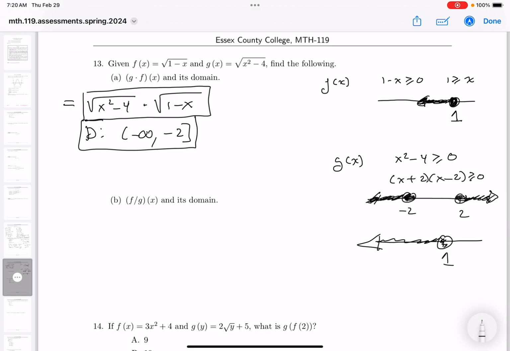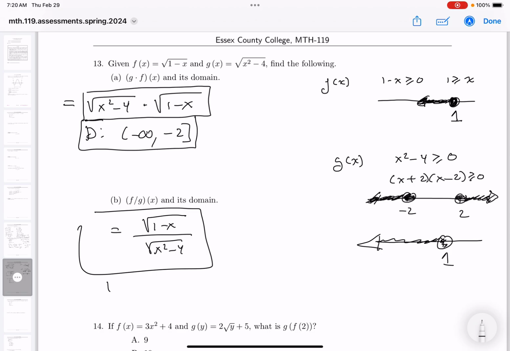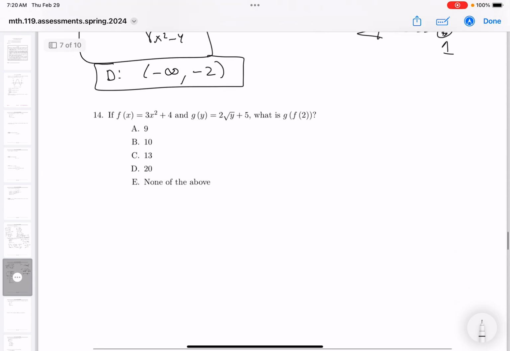Let's go to the next one. The next one says that you're dividing now. And it's going to be f over g, and this is going to be equal to, well, what's f? It's the root of 1 minus x. What's g? g is the root of x squared minus 4. Now, this is a little more tricky, but this is the thing they asked for. They asked for a domain, so it's still the intersection, except those values that cause a division by 0 on the bottom. So I'm going to say domain. It's really the same thing, by the way, but I have to exclude the minus 2, because if I included that, it would give me a division by 0.